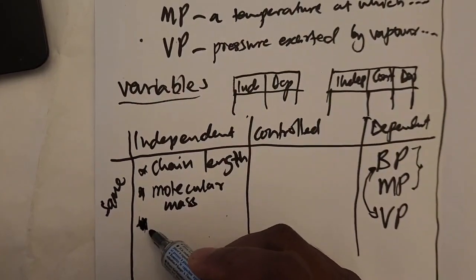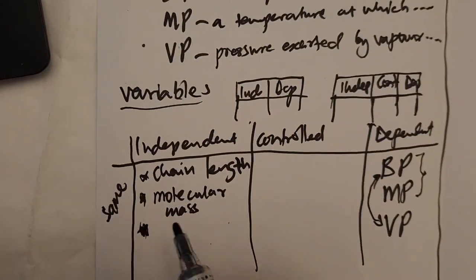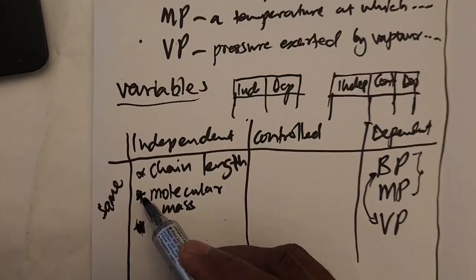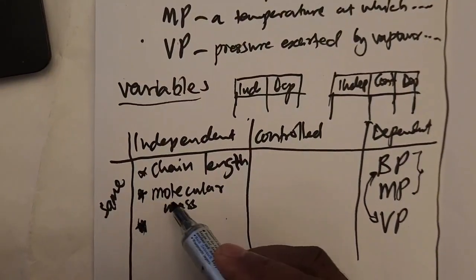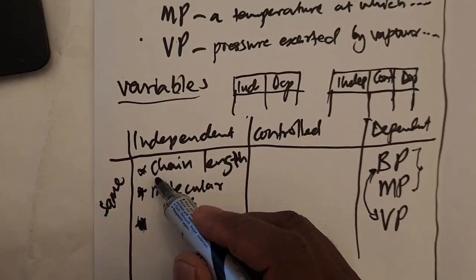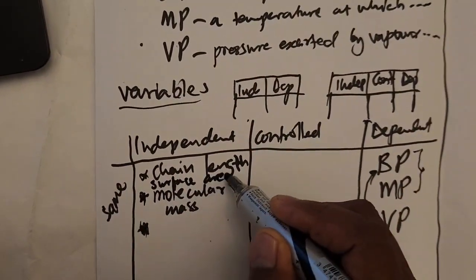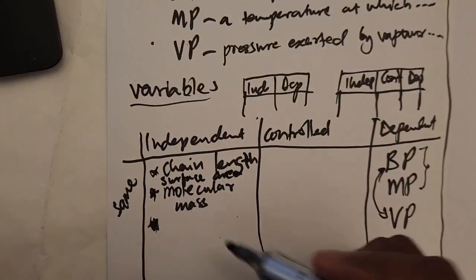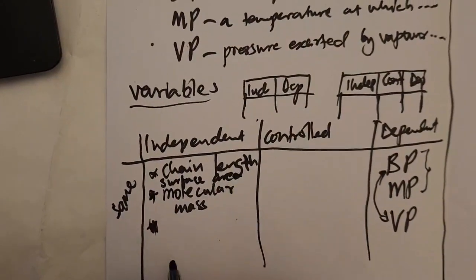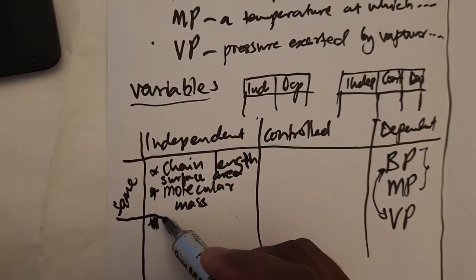Yes, and then the next one, again, if they're the same, I might be talking about the chain length. Some people talk about surface area, which is fine. You can talk about the surface area as well. Molecular mass, I think these two will make it the same.